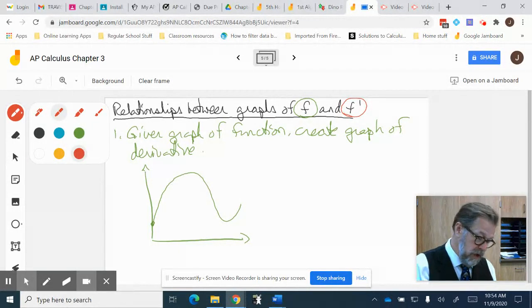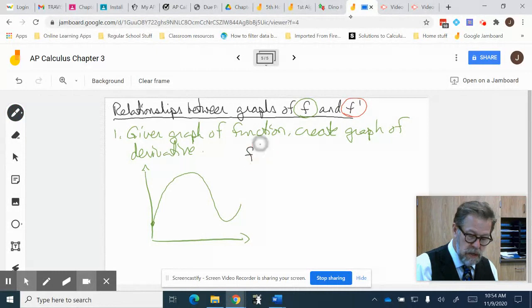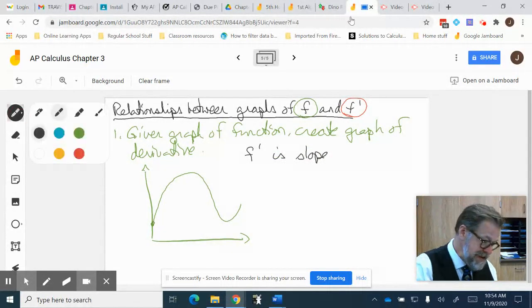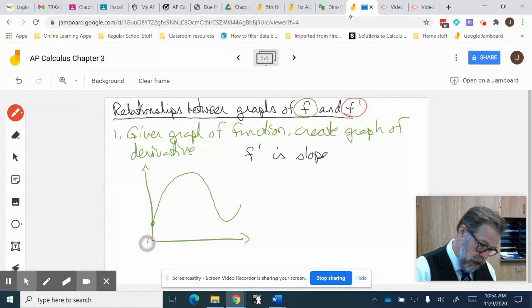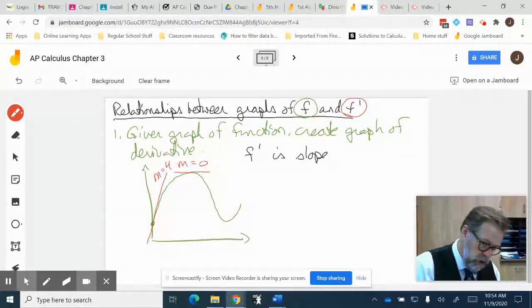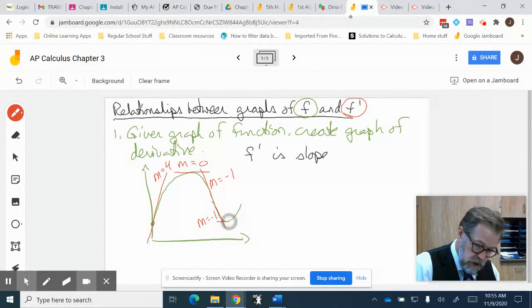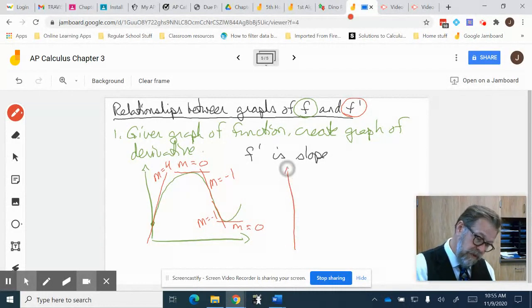Well, derivative is slope. So the derivative graph will be the graph of the slopes of the function graph. So let's figure out some slopes. Well, that looks like it has a slope of 4. And that looks like it has a slope of 0. And this looks like it has a slope of -1. And this looks like it has a slope of -1. And this looks like it has a slope of 0. So I could make the graph of the derivative.